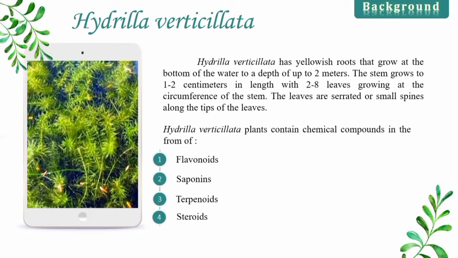Hydrilla verticillata plants contain chemical compounds in the form of flavonoid, saponin, terpenoid, and steroid. Based on research conducted by Kinsa and Nela Megan in 2015, phytochemical screening of Hydrilla verticillata plants showed they contain flavonoid, saponin, and steroid compounds. Steroid.